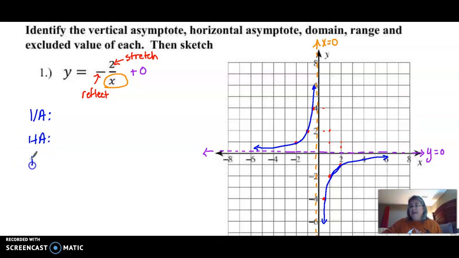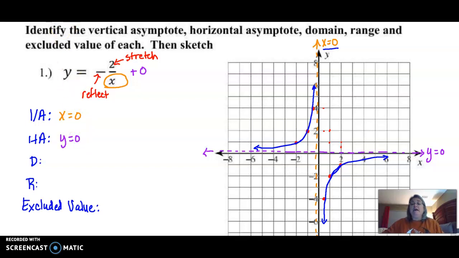And then we have a few things we want to name. We want to name all of these things: vertical asymptote, horizontal asymptote, domain, range, and our excluded value. And if you labeled your graph correctly, you should have everything listed over here already. Our vertical asymptote, we labeled it as x equals 0. Oh, I wanted to do that in colors for you, sorry. Our vertical asymptote at x equals 0. Our horizontal asymptote was y equals 0. Make sure you're labeling those.